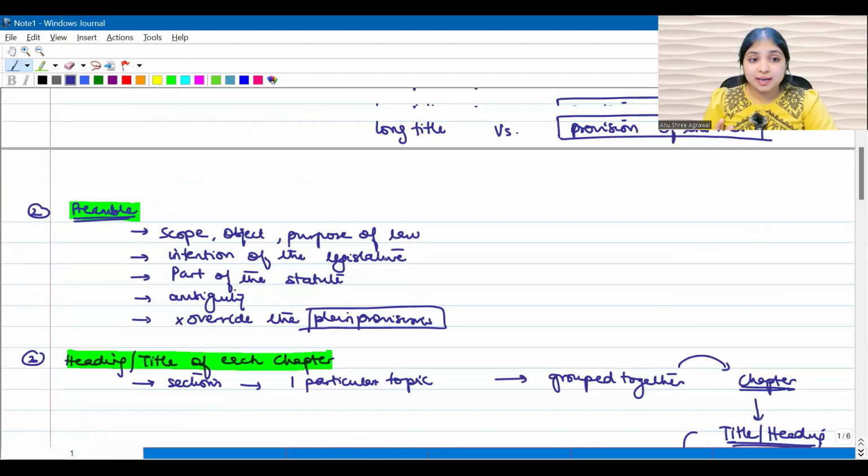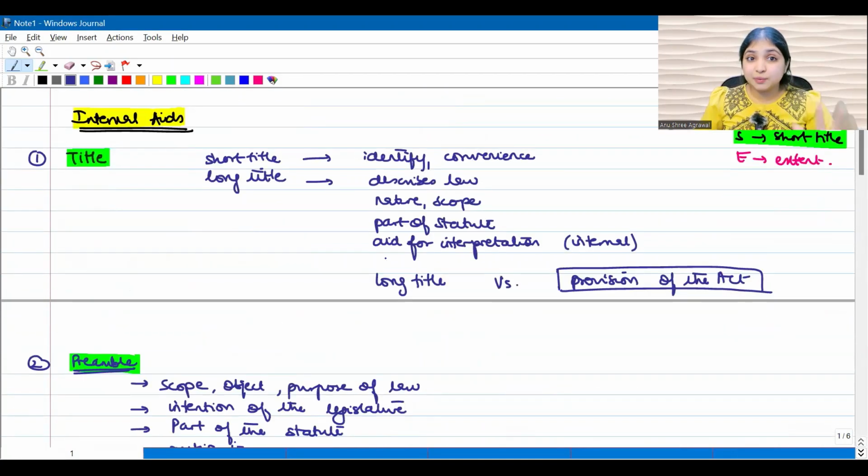Let's revise them all. Your first internal aid was title. We said we have two titles, long title and short title. Short title is only for the purpose of identification, for the sake of convenience. The long title is the one that actually helps us understand what this law is all about. The long title describes the act. It is a part of the statute and it can be used for interpretation. But if there is a contradiction between the provision and the long title, it will not override the plain provisions of the act. I had given you the example of the Supreme Court Advocates Practice in High Court Act.